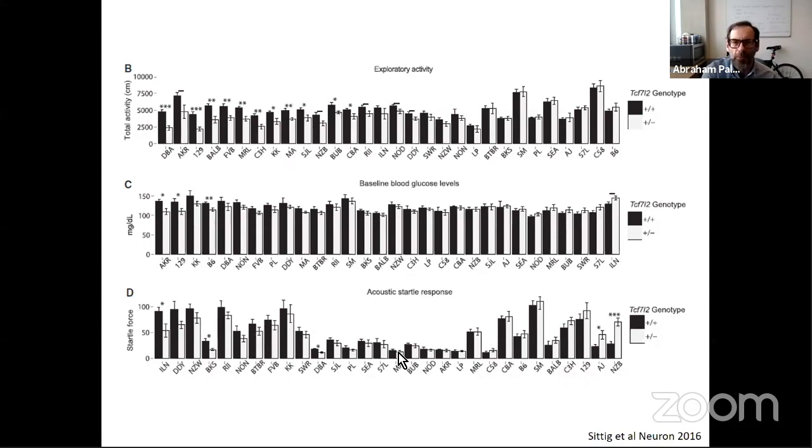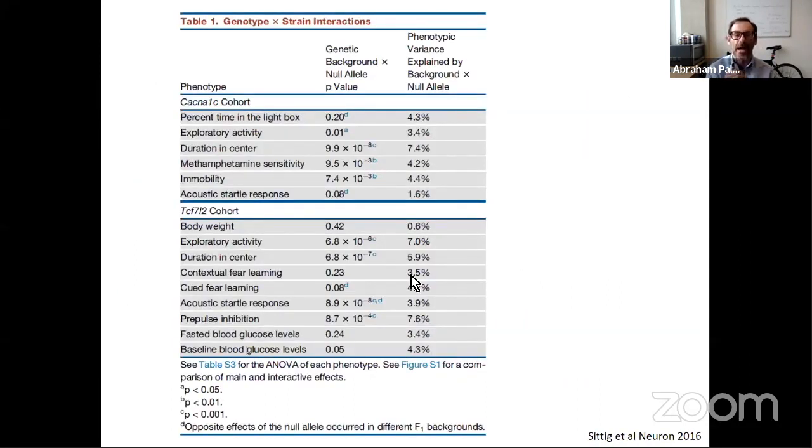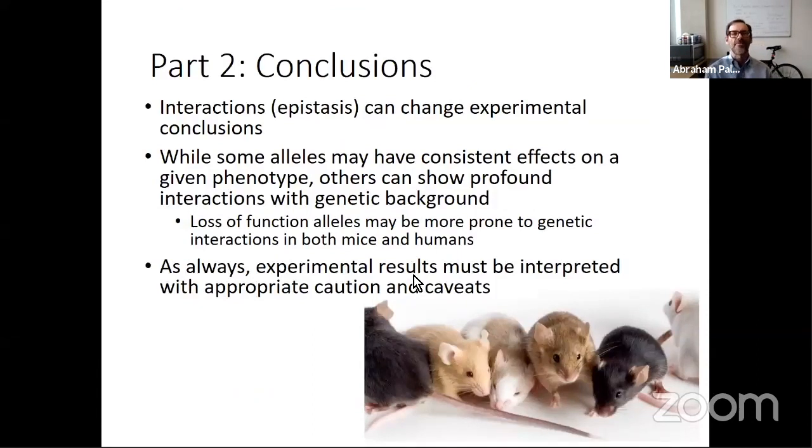And so really emphasizing the point summarized here in this table that for a variety of different phenotypes that we looked at for two different genes, the common observation is that the genetic background can alter, sometimes directionally alter, the effect of the mutant allele on the phenotype. In my conclusions here, I say, emphasizing that interactions or epistasis can change experimental conclusions. Some alleles that we've worked with do seem to have more consistent effects on a given phenotype, but there's no way, I believe, to know a priori which alleles will have consistent versus variable effects on different backgrounds.